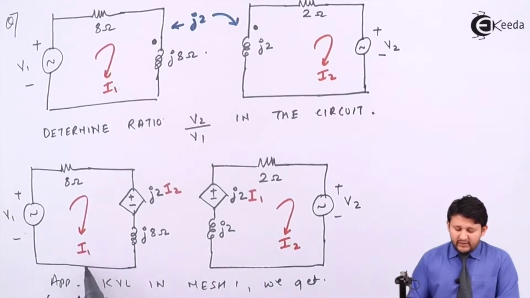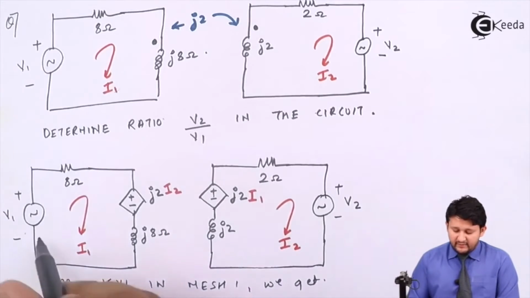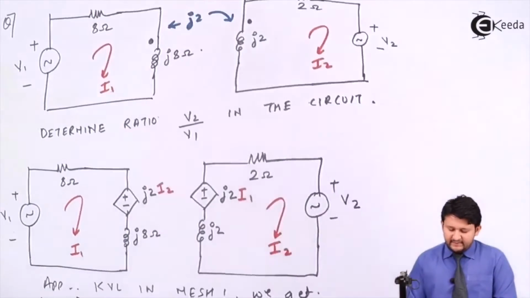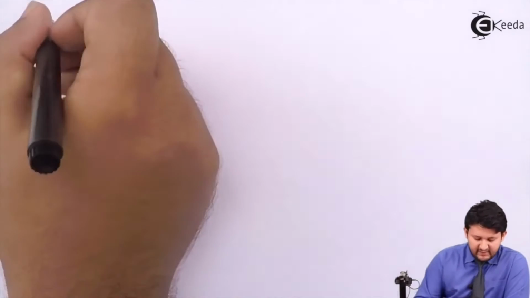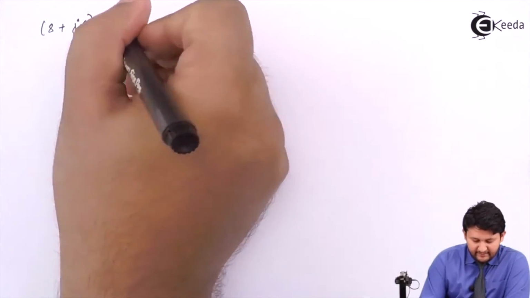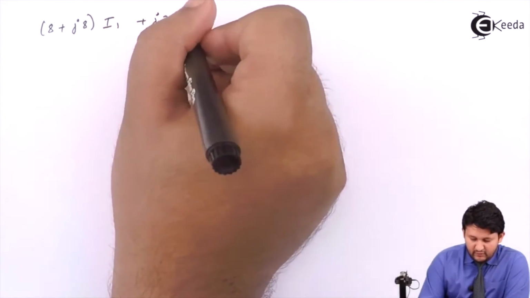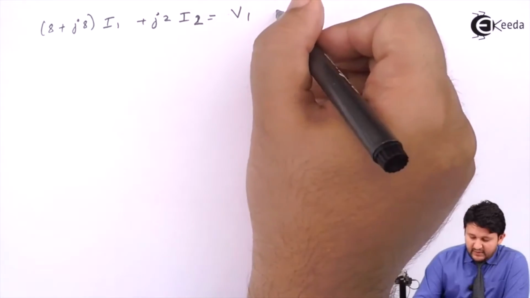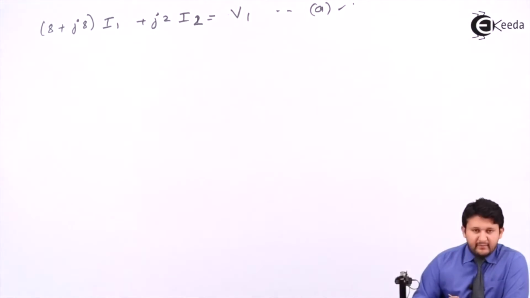On the right side of the equal to, you will be having 2 voltages. If current enters at negative, you will be writing positive; if it enters at positive, you will be writing negative. Simplify it. On the RHS, you will be writing only the voltage source. All the unknown currents will be on the LHS. Simplify it, you will be getting 8 plus j8 I1 plus j2 I2 equal to V1. This was equation number 1 which you got after solving mesh 1.